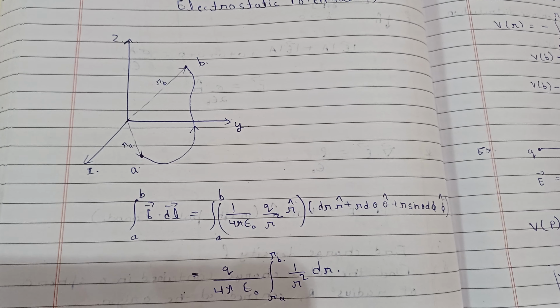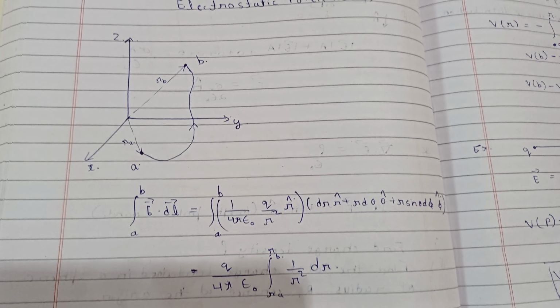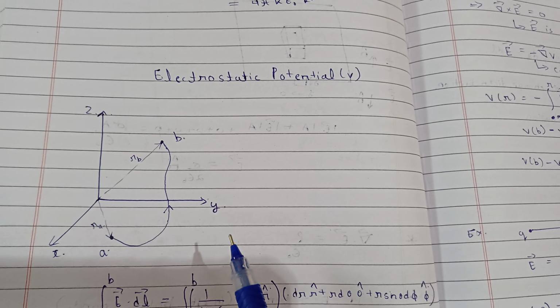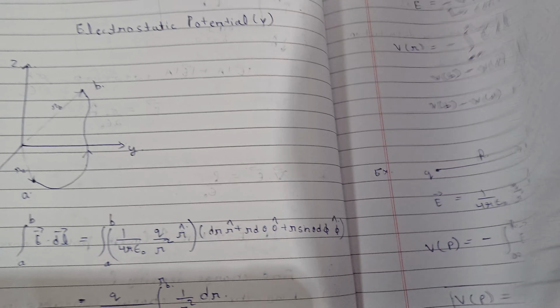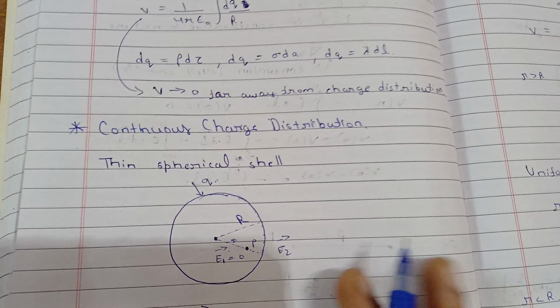So hello everyone, this is lecture 5 for electricity and magnetism. In the last lecture we started our new topic, electrostatic potential, and we completed this for discrete charges. So today let's see the continuous charge distribution.